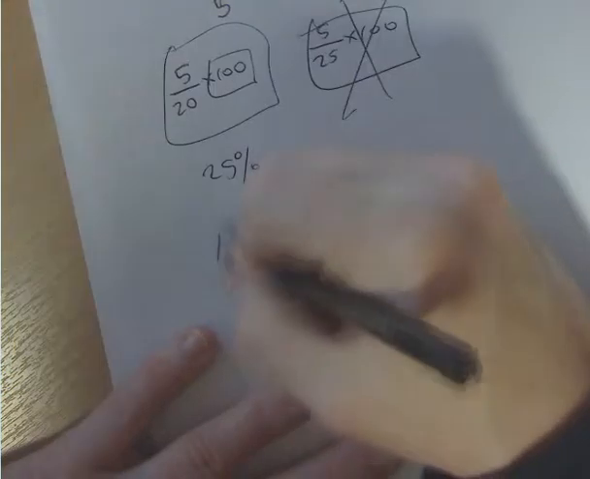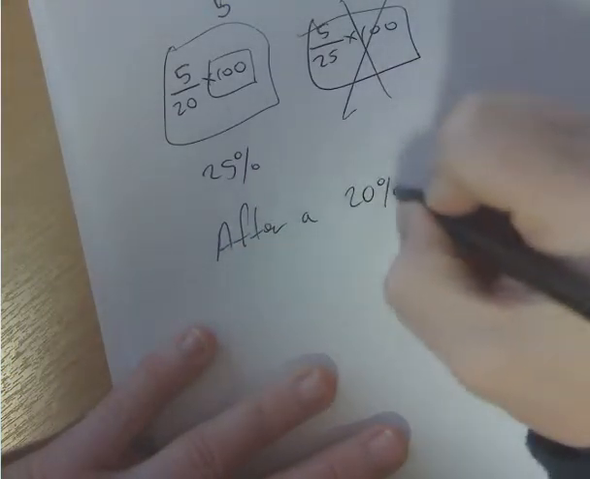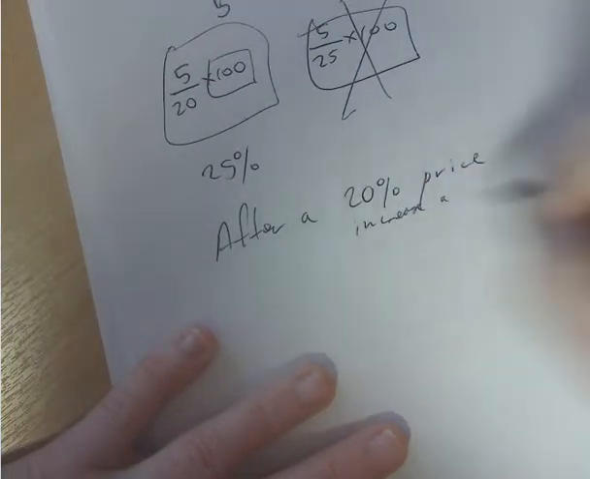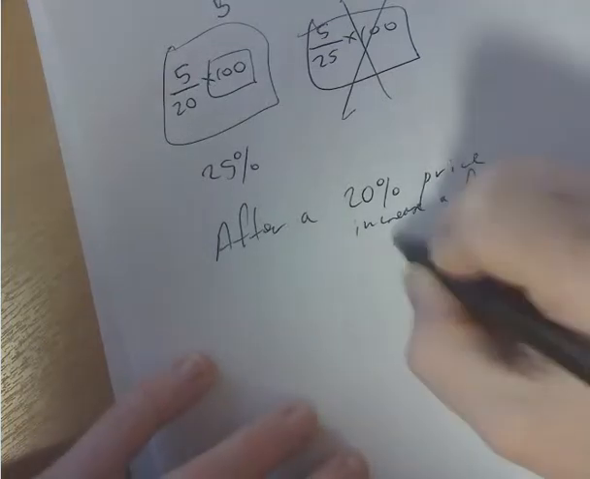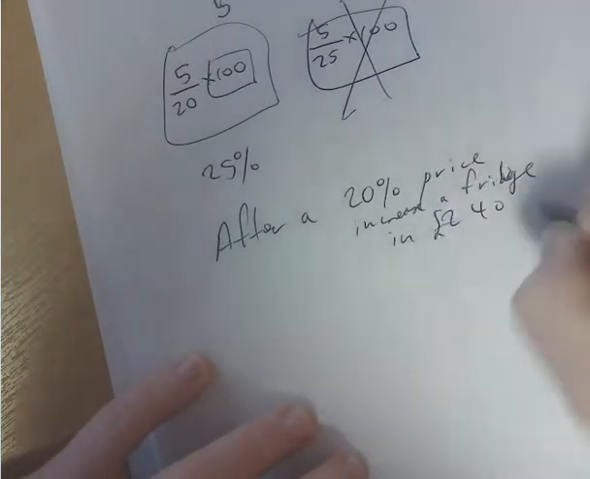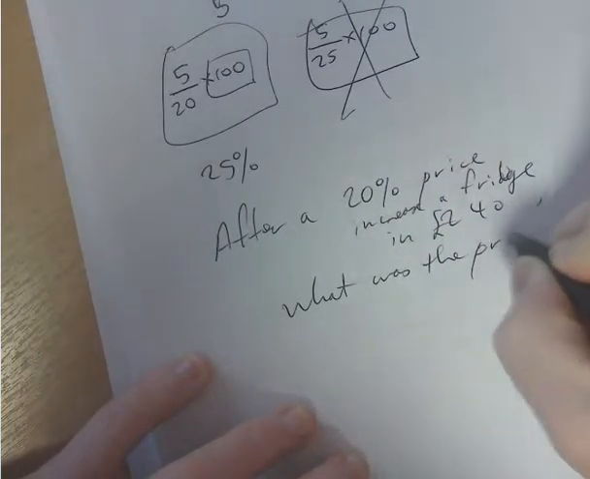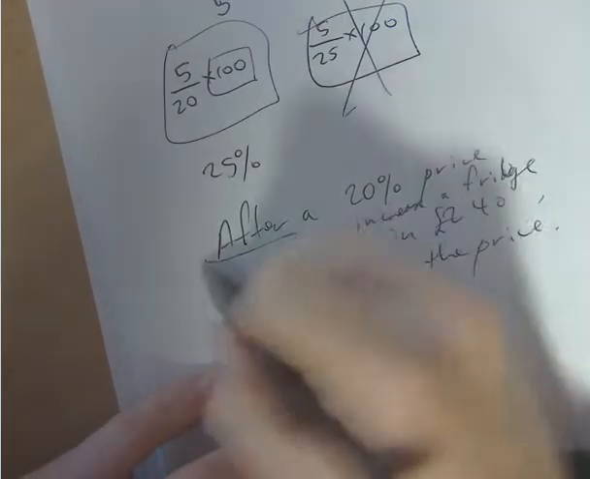So a classic example is this. After a 20% price increase, a fridge is £240. What was the price? Well, there's loads of things that should tell you this is a backwards question. There's the past tense there, there's the word after there.